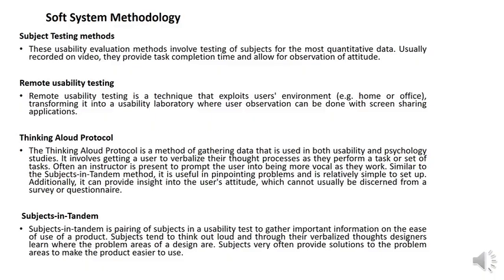Subject in tandem. Subject in tandem is the pairing of subjects in a usability test to gather important information on the ease of use of a product. Subjects tend to think out loud, and through their verbalized thoughts, designers learn where the problem areas of the design are. Subjects very often provide solutions to the problem areas to make the product easier to use.